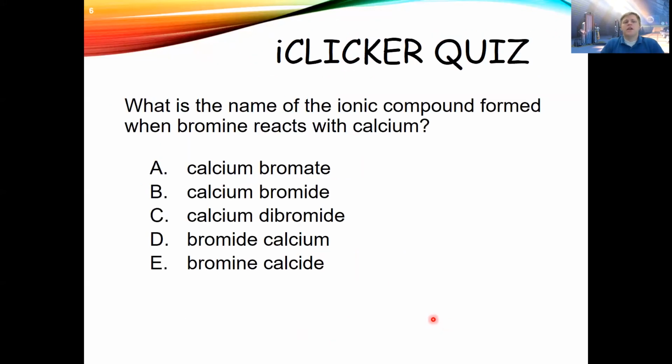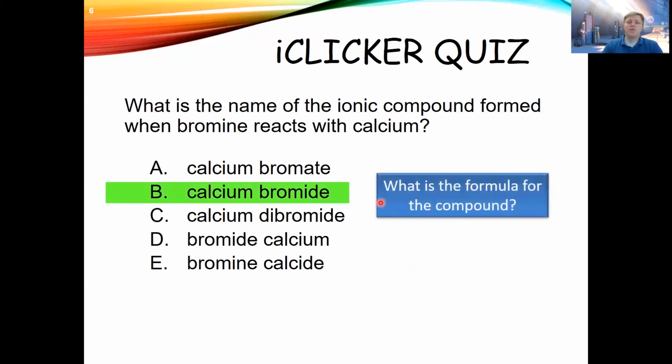Let's try this again. What is the name of the ionic compound formed when bromine reacts with calcium? Go ahead and pause the video here and try and figure this out. All right, bromine is going to be a negative ion. Calcium is going to be a positive ion. These are both main group elements, so we're not going to need to indicate the charge in the name. So we're just going to have the calcium ion complexing with bromide, not bromine. So the answer would be calcium bromide.